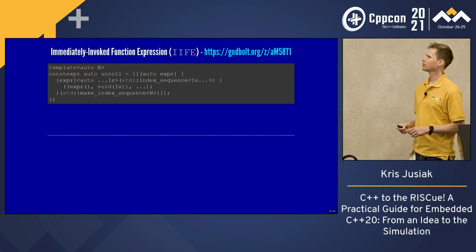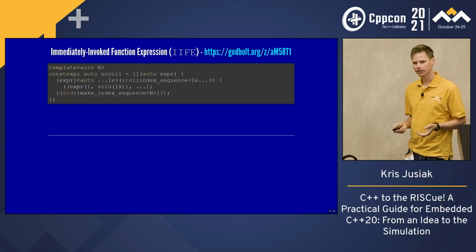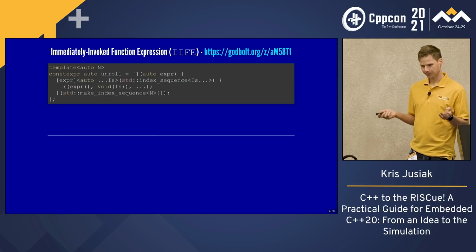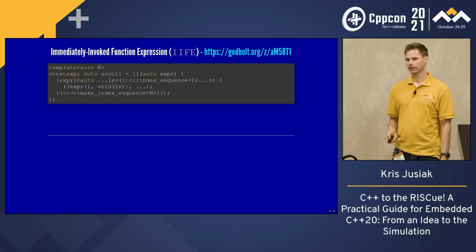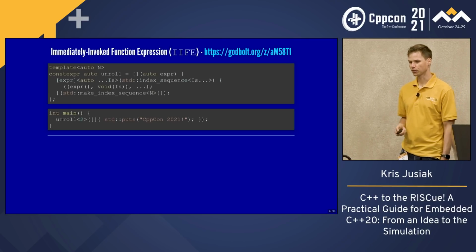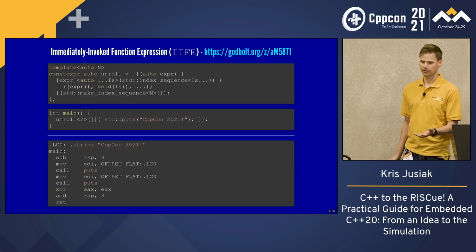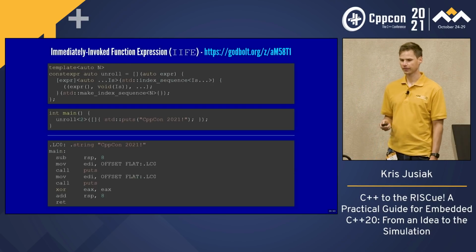So like in the embedded world, immediately invoked function expressions are very handy for unrolling. So you probably know the pragma for unrolling. You can do the same with C++20, with the unroll function, for example, here. If you want to unroll 2, and you just put the lambda expression which just prints CppCon 2021, that's the assembly you will get out of it. So it's a fully unrolled for loop, which is pretty handy.